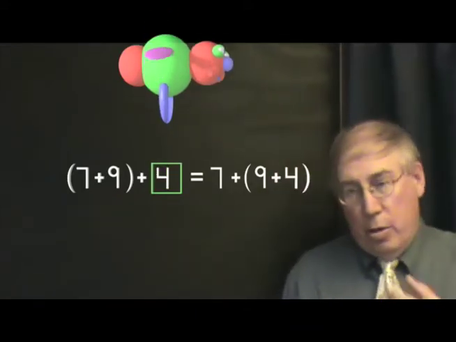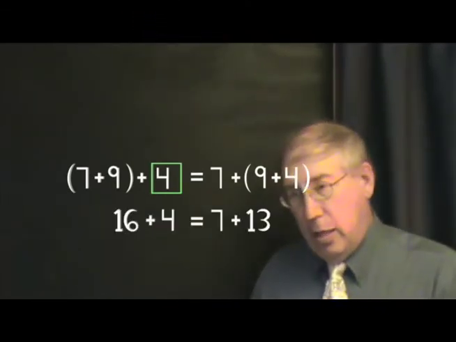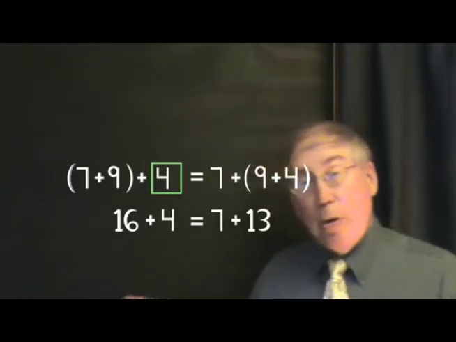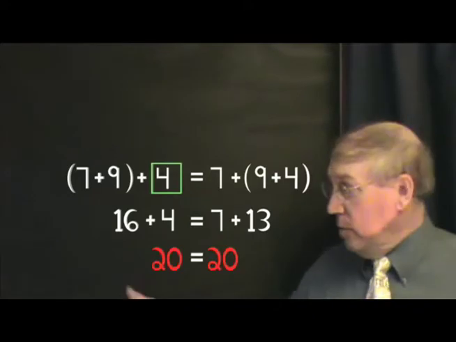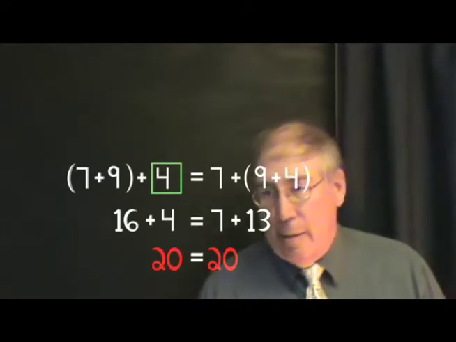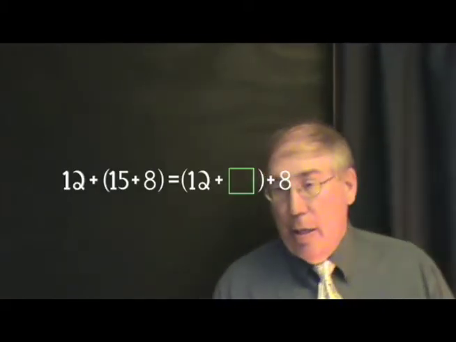So 7 plus 9 is 16, and then plus 4, and then on the right hand side 9 plus 4 is 13, so we get 7 plus 13, and both sides should equal 20. So let's see what our next example is.